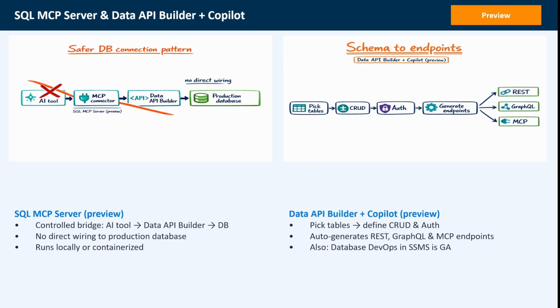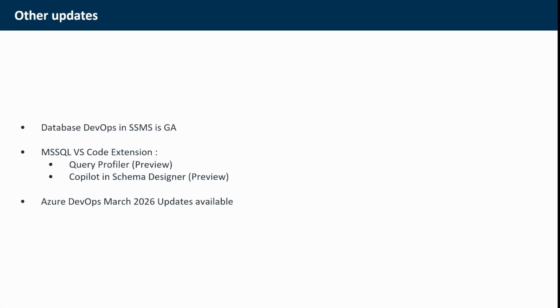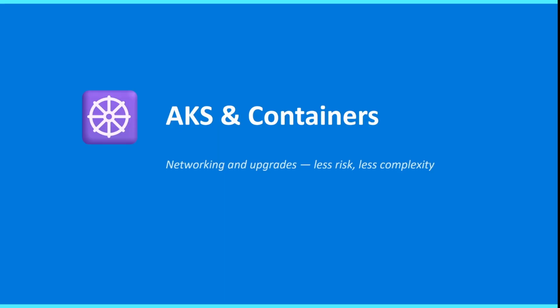I pick tables, I define CRUD and authentication, and it generates REST, GraphQL and MCP endpoints from the schema. Database DevOps in SSMS is GA. It's schema as code with SQL project, source control, reliable deployments and CI/CD integration. Also in preview, we have Query Profiler and Copilot in Schema Designer inside the MS SQL VS Code extension. And we also have Azure DevOps March 2026 updates landing as well.